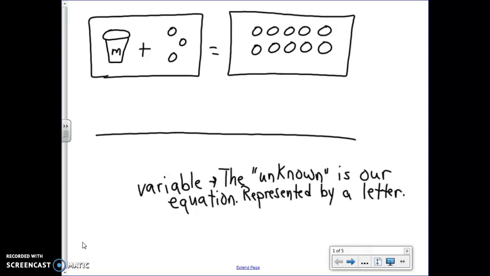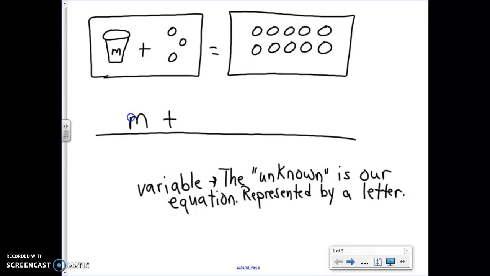Assignment for Monday, exploring addition equations. Your worksheet is going to give you something similar to this, and what you have to do is come up with an equation using the pictures that are on the worksheet. We're going to be dealing with a variable. The variable is the unknown in our equation, and it's represented by a letter. So in the picture that I have, M is my variable, and I write that down like that.